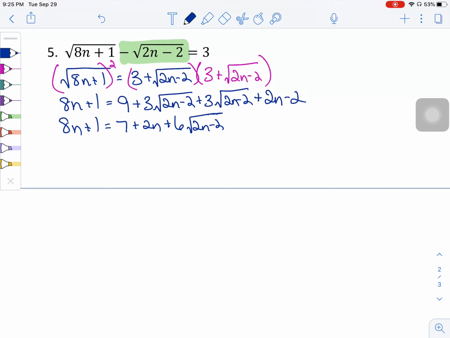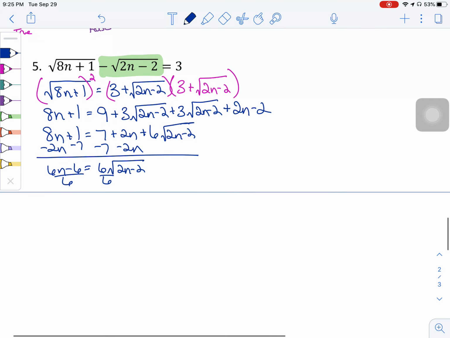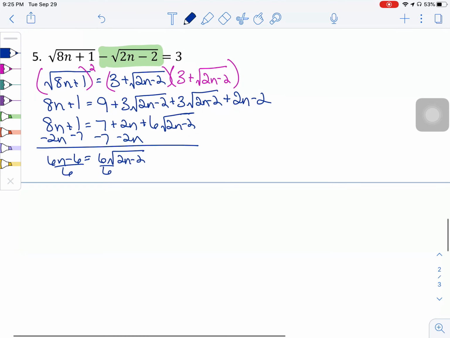All right, I'm going to subtract 7 and subtract 2n. So that's going to be 6n minus 6 equals square root of 6 times the square root of 2n minus 2. I'm going to divide both sides by 6. I'm also running out of room here, so I will just continue on. When I post the key, it'll just pop up on the second page. So this is going to be n minus 1 is equal to the square root of 2n minus 2.